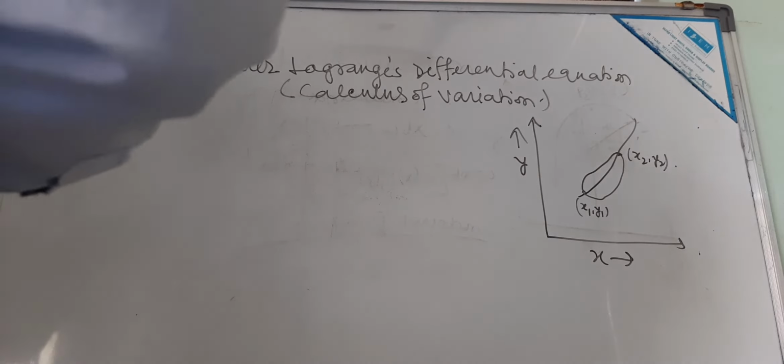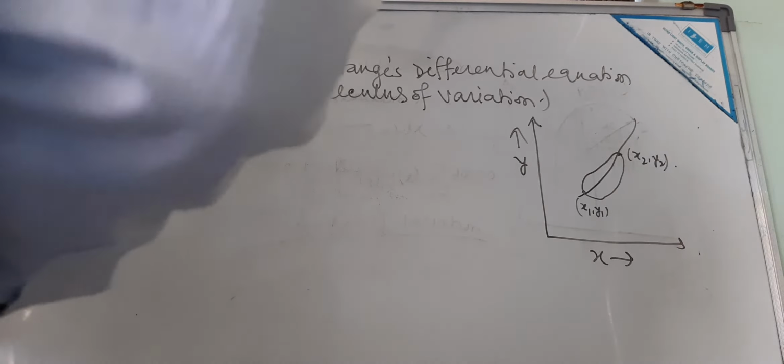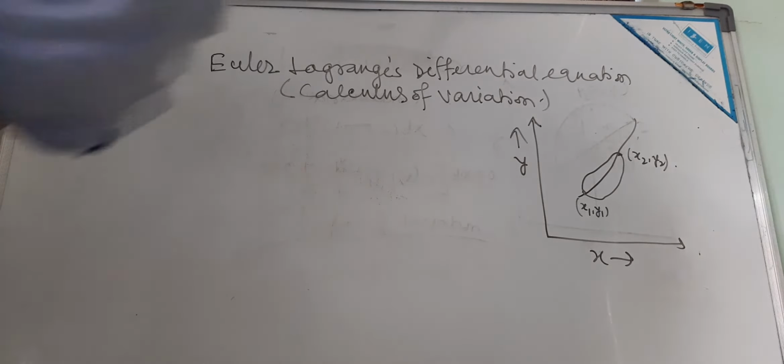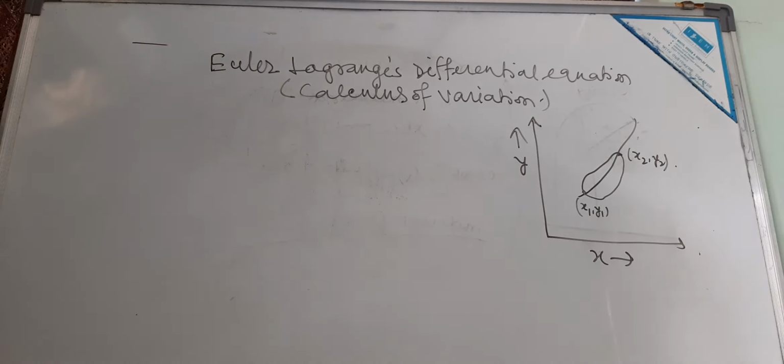Today my topic is the Euler-Lagrange differential equation. Using the calculus of variations, we will derive the Euler-Lagrange differential equation. In the calculus of variations, we talk about a definite integral taken over a function, and that integral will assume a stationary value.